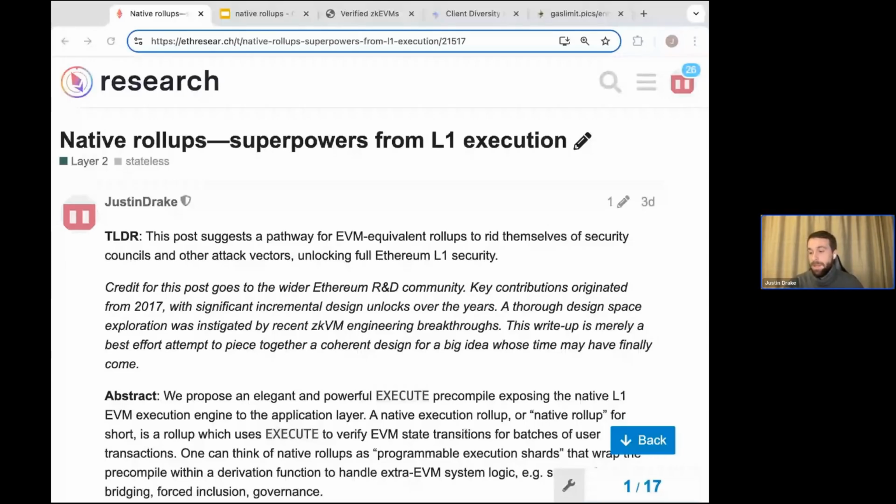native rollup. And actually, tomorrow we're going to have about 20 different speakers. And one of the speakers will be Vitalik, and he will talk about his vision of using base and native rollups to fund public goods. So yeah, stay tuned for that.